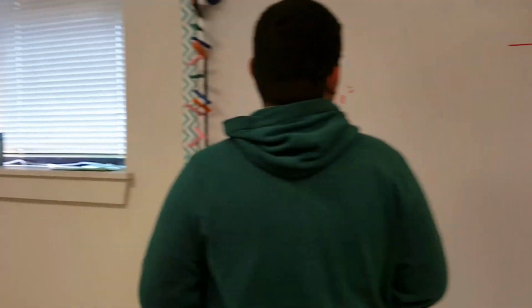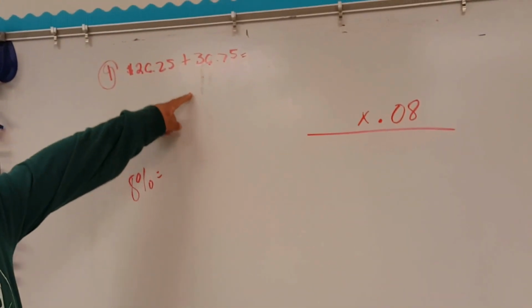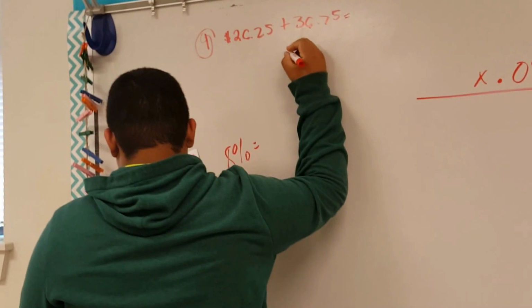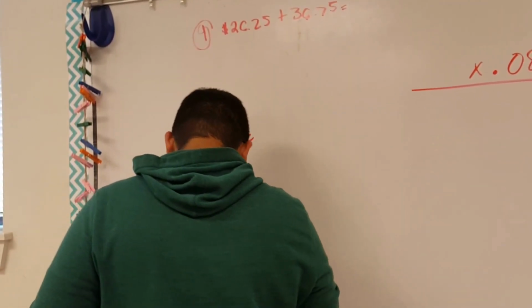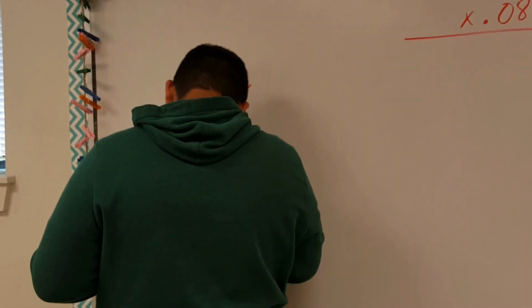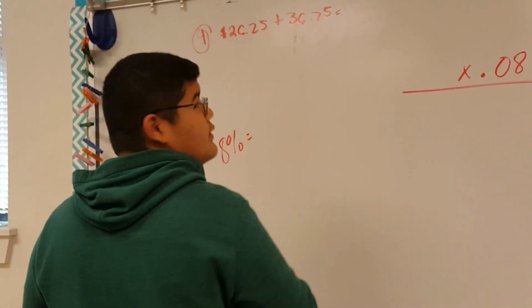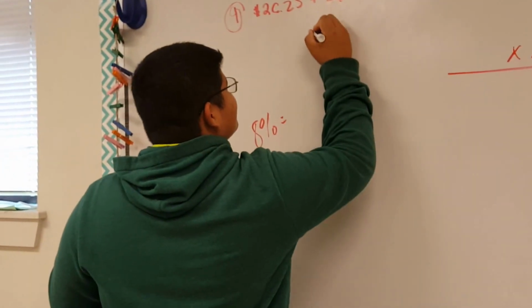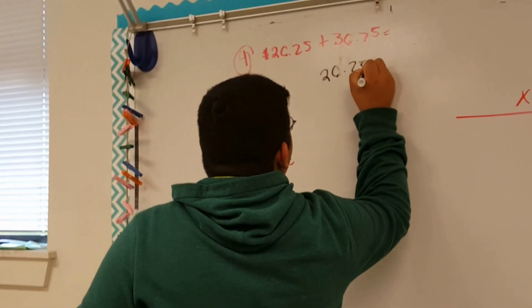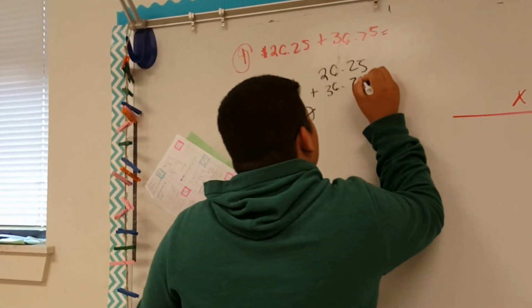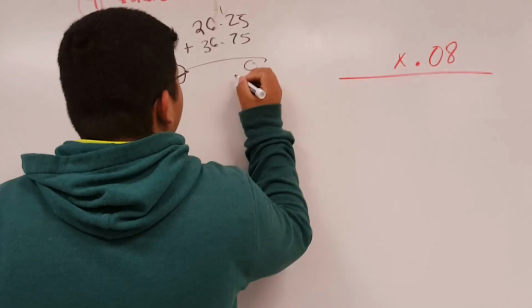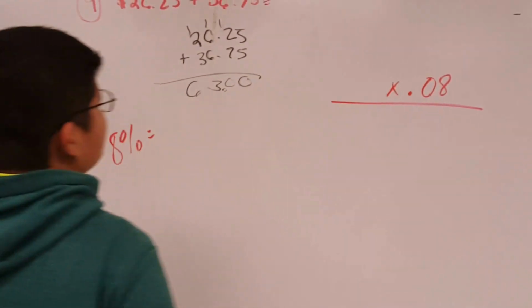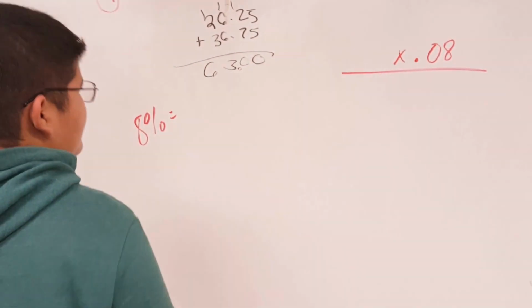Okay. First thing you gotta do is add these two amounts. 26.25, add 36.75, and that's 63. Alright, and then you gotta multiply by that.